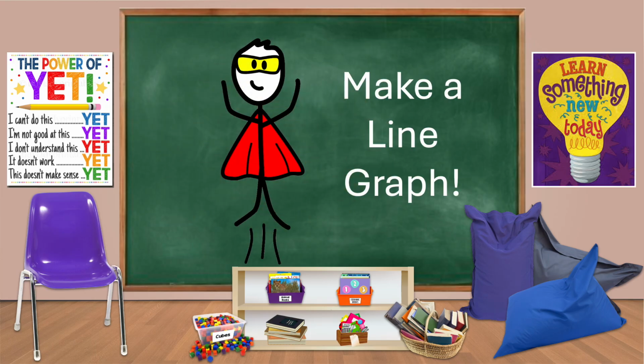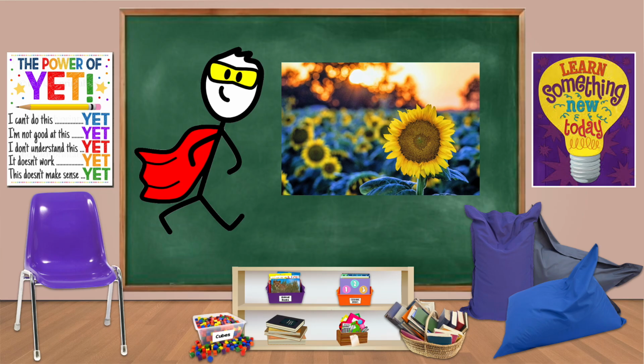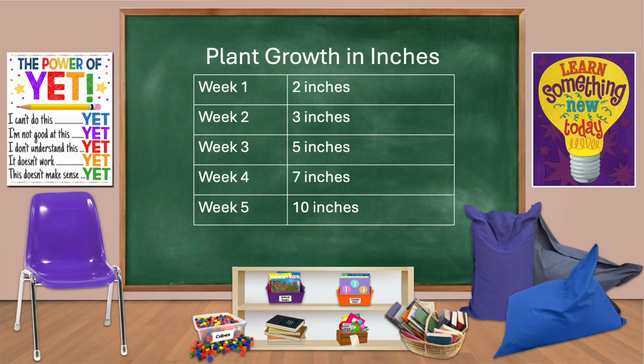Let's try making a line graph. Imagine we've planted a sunflower. Every week, you measured how tall it was. Here's the data we collected. Week 1, 2 inches tall. Week 2, 3 inches tall. Week 3, 5 inches tall. Week 4, 7 inches tall. Week 5, 10 inches tall.